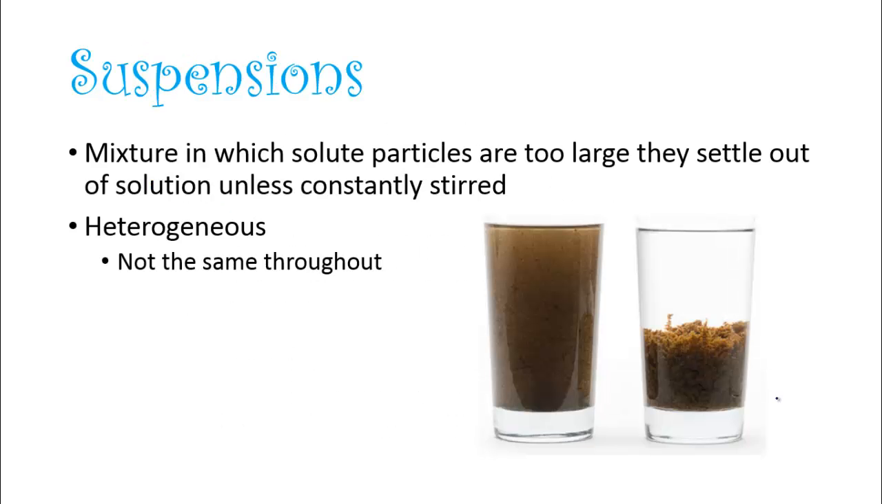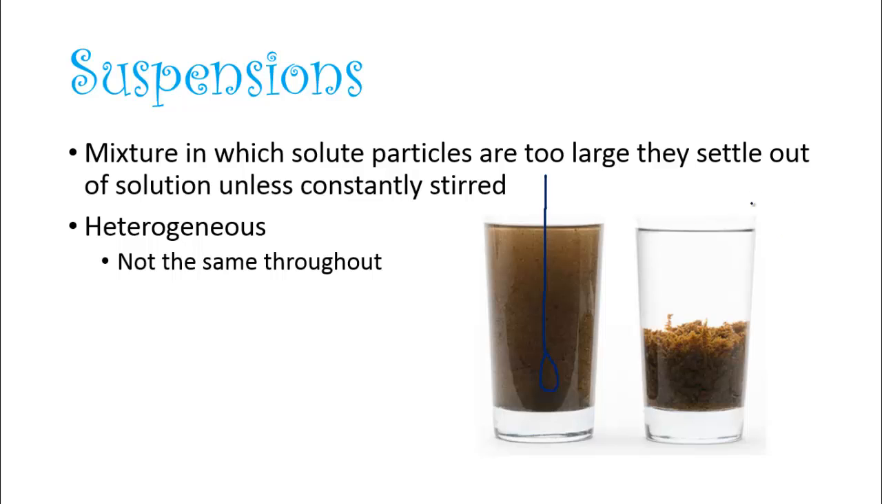The second type of mixture is a suspension. In a suspension, you have a mixture in which the solute particles are so large that they settle out of the solution unless we constantly stir them. So in this case, you can think of having a stirring rod or your spoon in there, and you stir up this solution so all of the particles are suspended within the liquid. And as long as you constantly stir that, you're going to get that suspension.